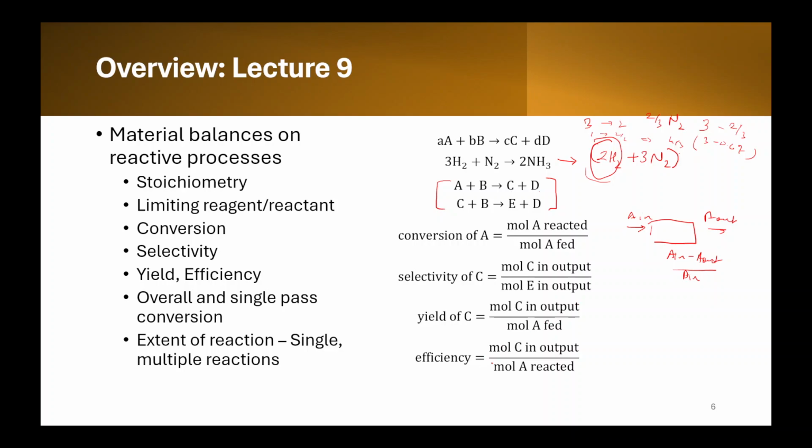Another term, the efficiency in terms of the product C, can be defined as moles of C in output upon moles of A actually reacted, because some of A may also be unreacted. It may not be unreacted, but actually reacted to give us C.